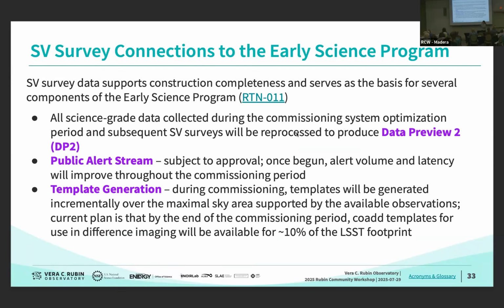So the current plan is that all science grade data collected during commissioning will be reprocessed into Data Preview 2. The public alert stream, subject to approval once it's begun, will ramp up through the commissioning period, also based on this data, and into year one. And template generation during commissioning will use the data collected during the SV surveys to incrementally generate templates over the maximal sky area that's supported and use those observations as we move into year one of the survey.